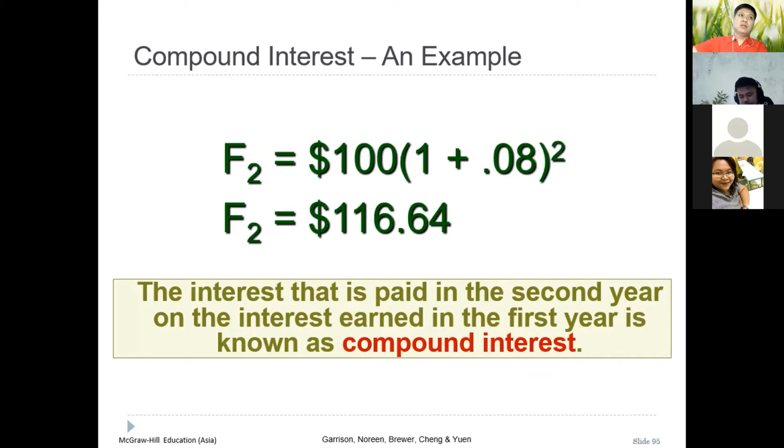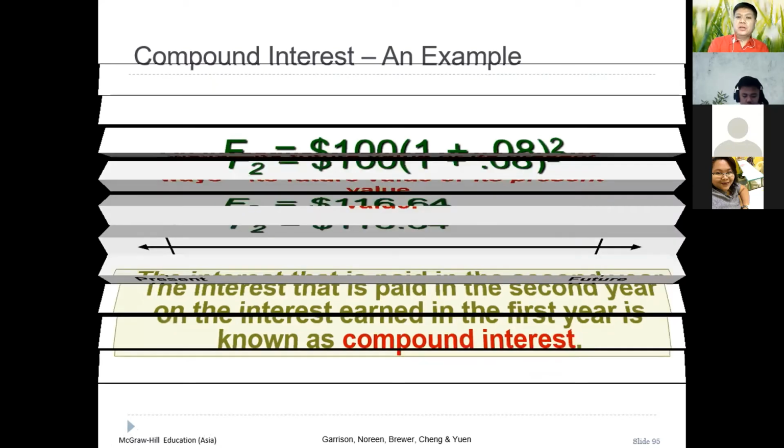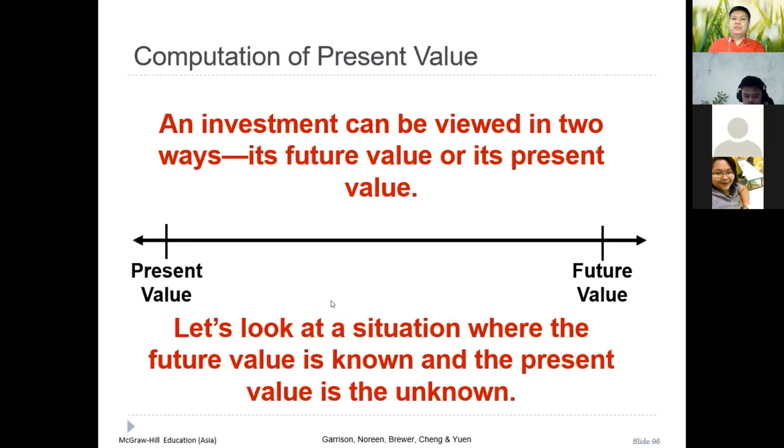So parang nakikita mo na yung 2 years after. I want to receive 116.64. Now, magkano yung i-invest ko sa bank? And you know na kailangan ng invest mo ay 100. Okay? So let's look at a situation where the future value is known and the present value is the unknown.